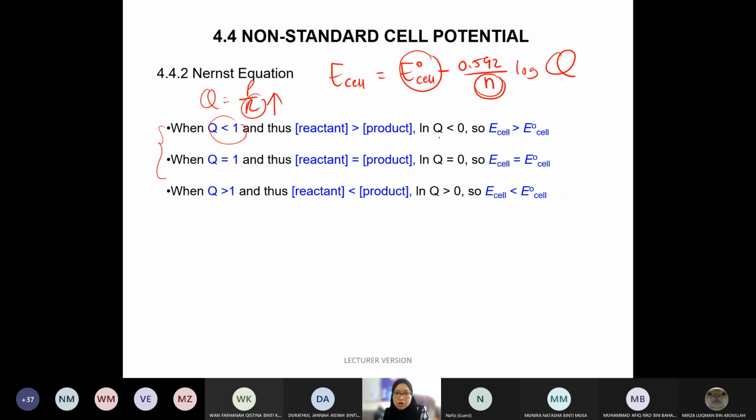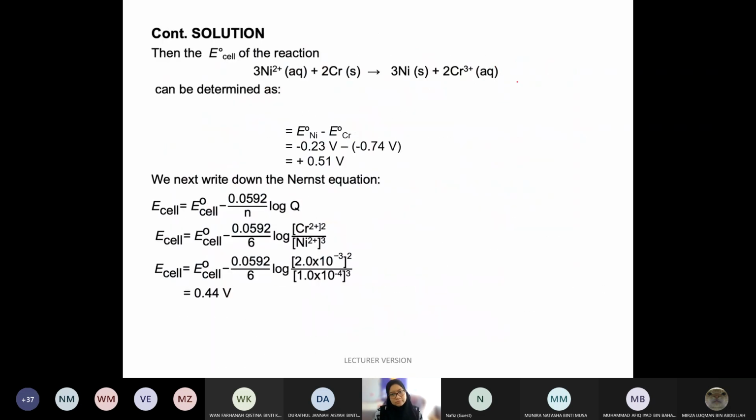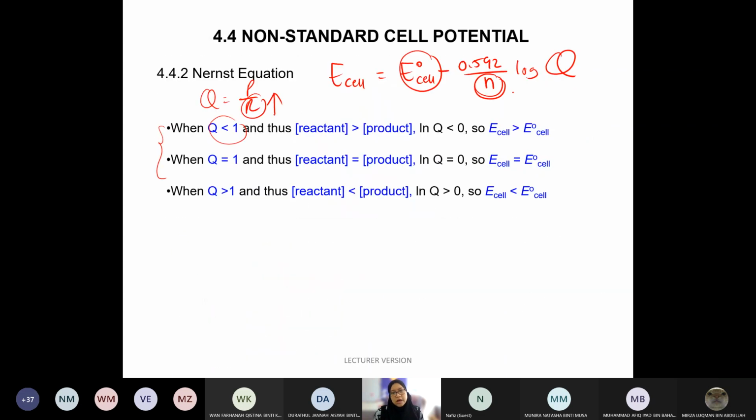Then what if you take the log of Q? Please replace ln with log, guys. You take the log of Q. Then what will the value be? The value will be less than 0. Try pressing the calculator and compare if you want. Log Q, since we have Q less than 1.